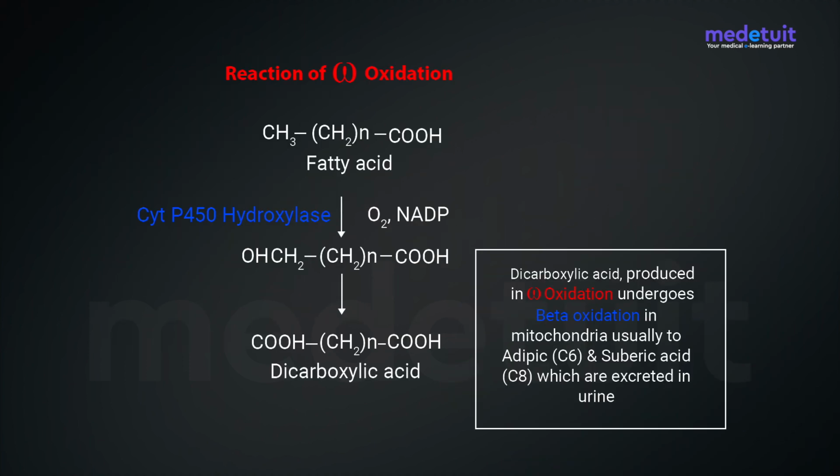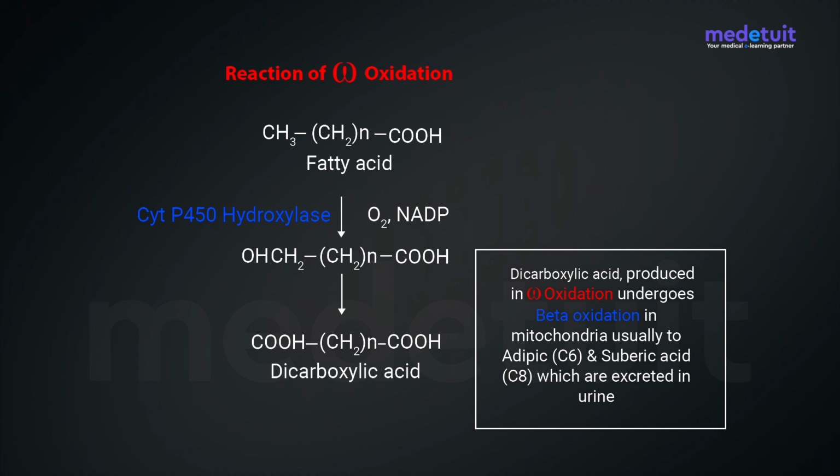Reactions of omega oxidation. Omega oxidation involves the conversion of fatty acid into dicarboxylic acid in a two-step reaction, which is usually catalyzed by the cytochrome P450 hydroxylase enzyme. This enzyme requires the presence of oxygen and NADPH. In the first step of the reaction, there is an introduction of the hydroxyl group at the omega carbon atom, which then rearranges to form the dicarboxylic acid.